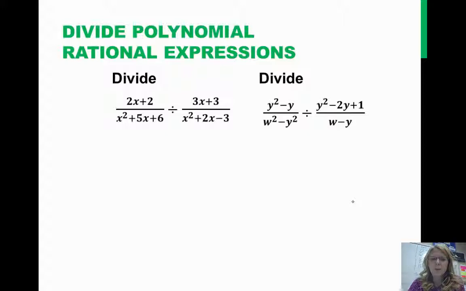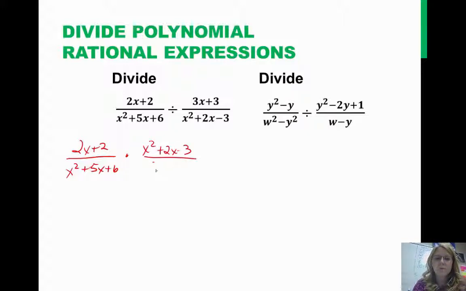When we're dividing polynomial rational expressions, again, we're going to rewrite it, then we're going to factor it. So let's rewrite this first. We have 2x plus 2 over x squared plus 5x plus 6 times x squared plus 2x minus 3 over 3x plus 3. So first of all, I'm going to go ahead and factor these binomials. Those are easy to factor because I can take out a 2 from the first and rewrite it as 2 times x plus 1. And I can take out a 3 and rewrite that as 3 times x plus 1.